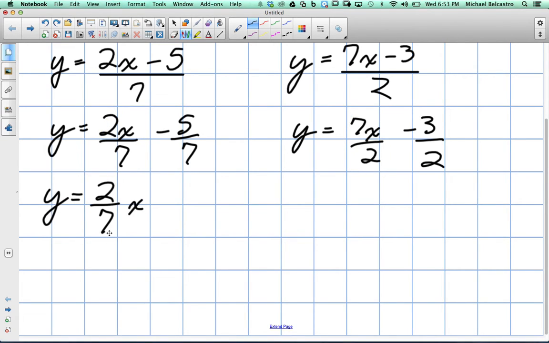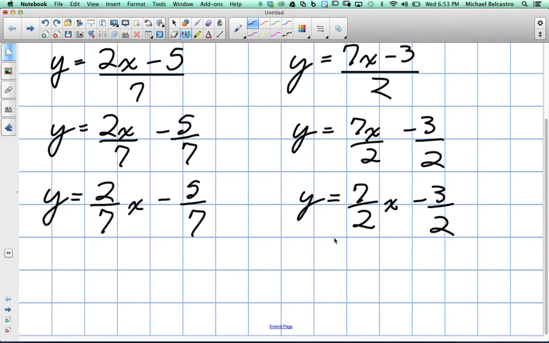So our coefficient is 2 over 7, minus 5 over 7. And y is equal to 7 over 2. That's our coefficient. Here's our variable, minus 3 over 2. So now this is a little simpler to look at. And maybe this is what we're best with. Maybe you're best with what's on top. We'll work with this one at the bottom.